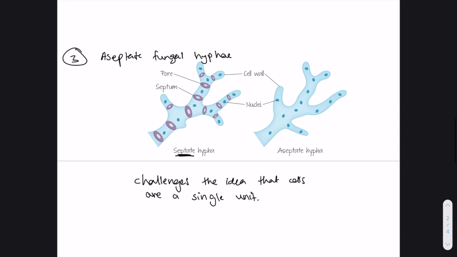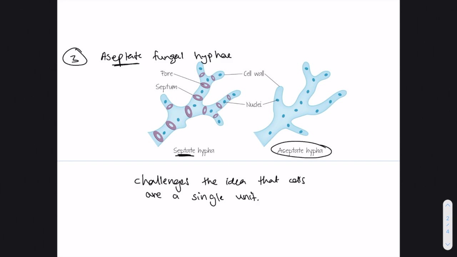Thirdly, there's the aseptate fungal hyphae. So this word septate refers to cell walls, which are called septa or septum for singular. Aseptate fungi means no dividing cell walls. As you can see, this aseptate hyphae does not have the dividing cell walls. This results in a shared cytoplasm and multiple nuclei.